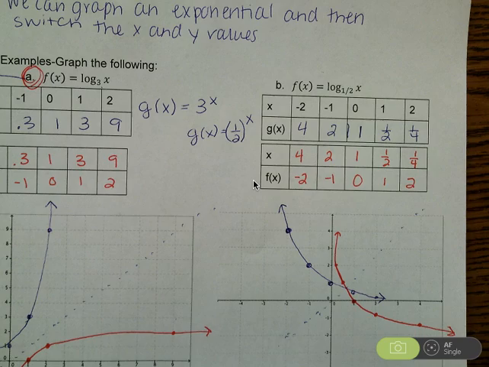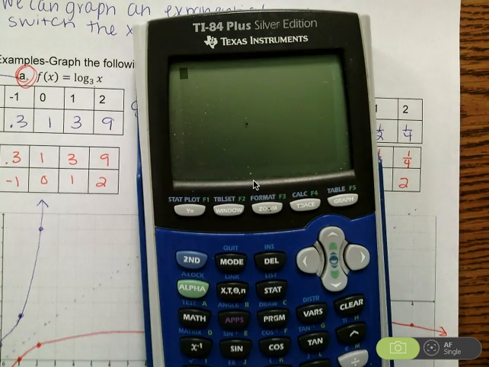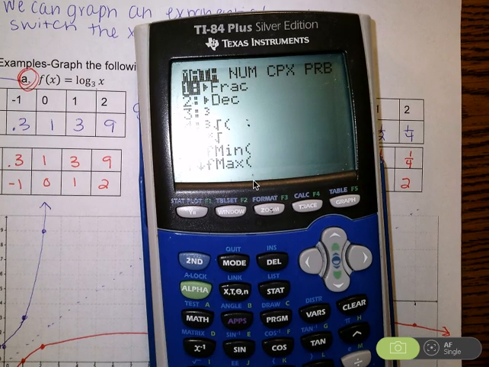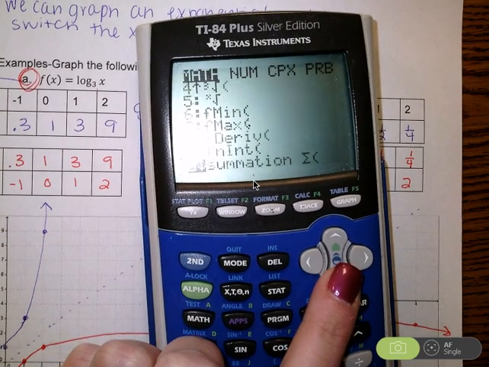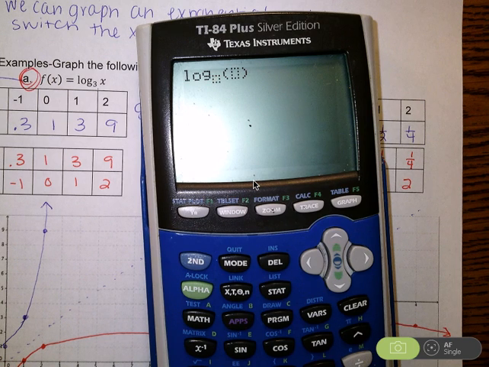Okay, can I show you something that's going to make you really mad? Go to your calculator. I mean, it might not make you mad. You're just going to be like, why didn't we do this before? If you hit the math button right here, underneath the green alpha button, and then arrow down for quite a while, you get to something that says log base. If you click enter, would you look at that? So now, if you're ever asked to graph, just use that. I mean, you can graph the exponential and then switch and find the inverse. That's fine, but that's a lot of work.